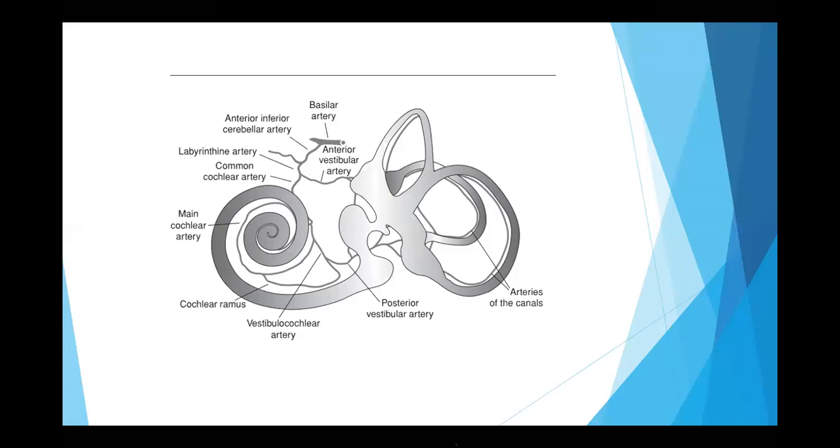Okay. So from there, from the common cochlear artery, you have again 2 divisions. Okay. What are the 2 divisions? You have vestibulo-cochlear artery. Okay. And from the vestibulo-cochlear artery, you have posterior vestibular artery.